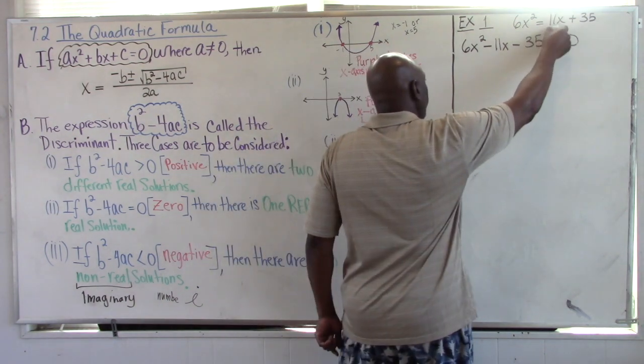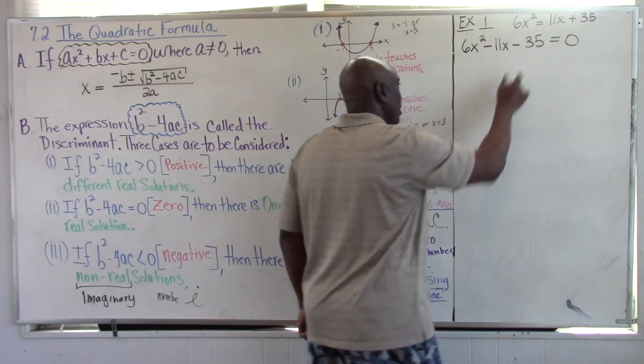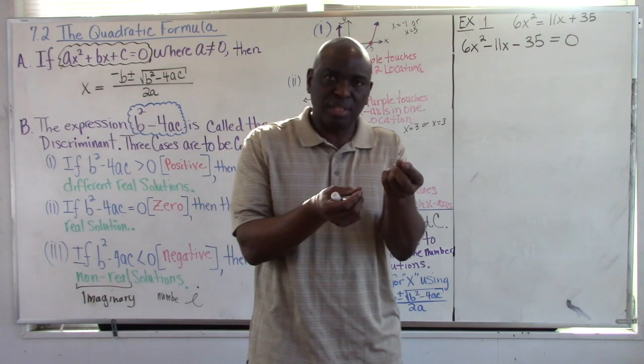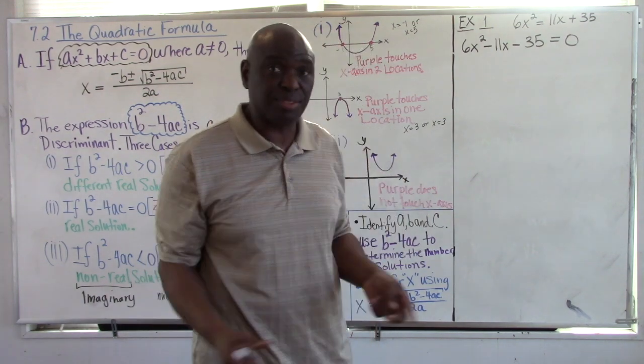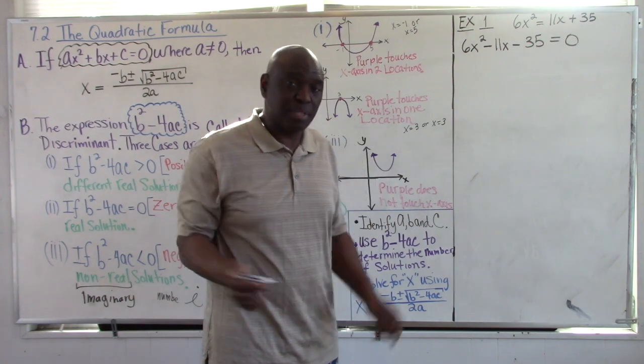This 11x must be brought to the other side. 35 must also be brought to the other side. So you have to subtract 11x and 35 from both sides. Subtract it, and that's what we're going to get. And from here we can identify ABC.